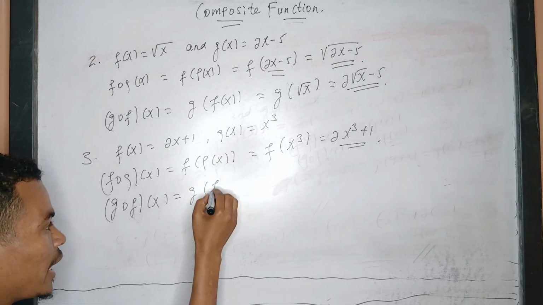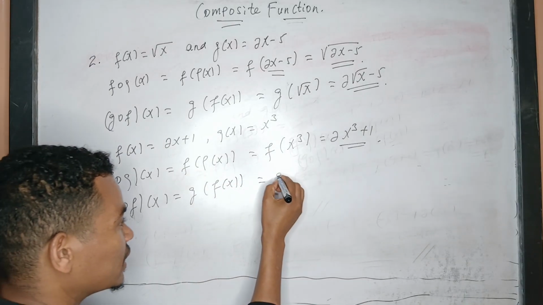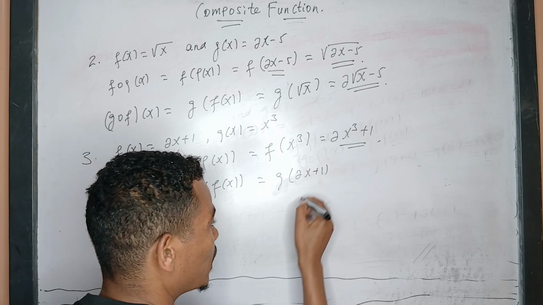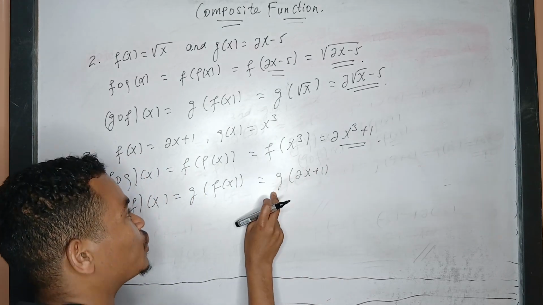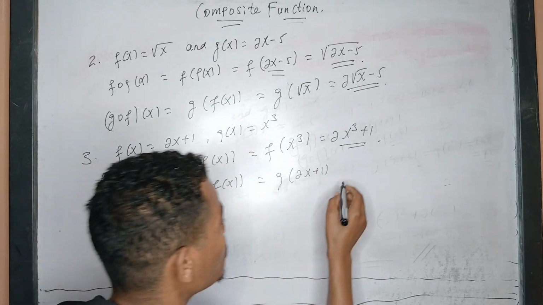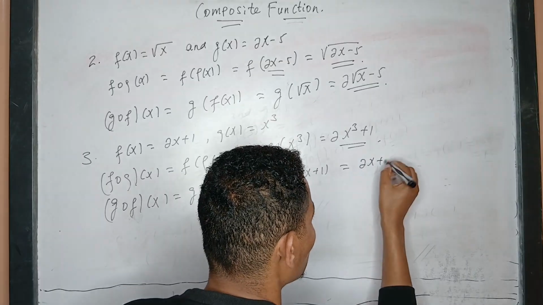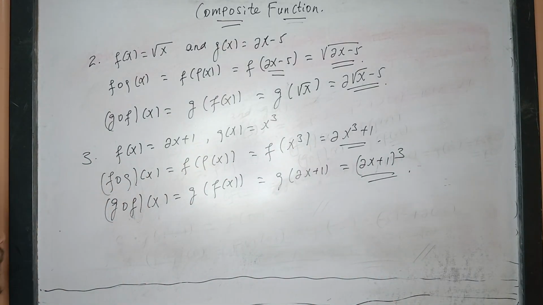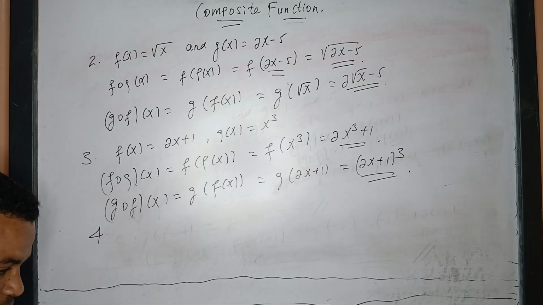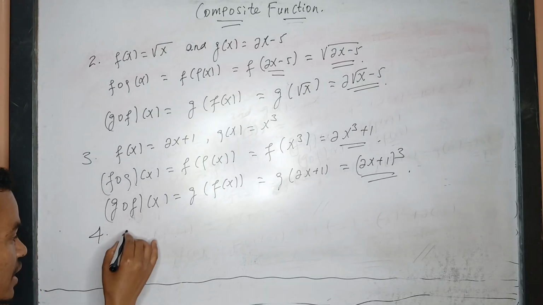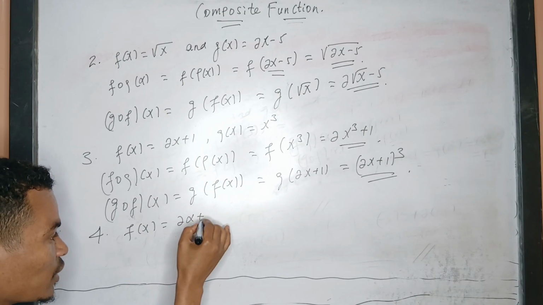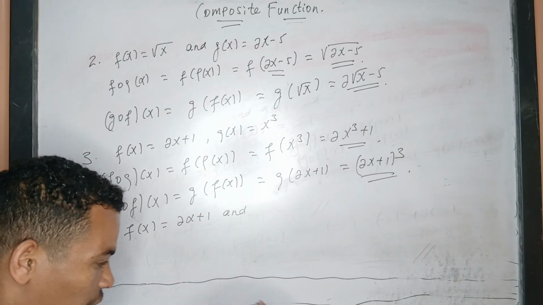If we are asked for g of f of x, it is g of f of x. f of x is 2x plus 1. We insert 2x plus 1 into the function g, where g is x cube. That is 2x plus 1 the whole cube.